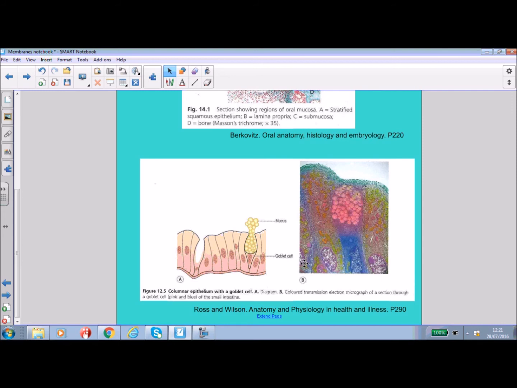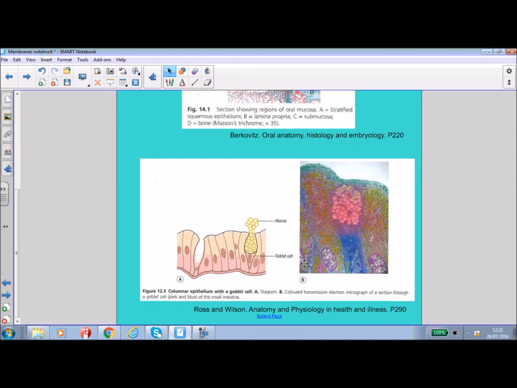In the rest of the mouth, so the floor of the mouth, the buccal mucosa, so the lining of the cheeks, the soft palate, the pharynx, the back of the throat, it's a non-keratinized stratified squamous epithelium. But it's all oral mucosa.